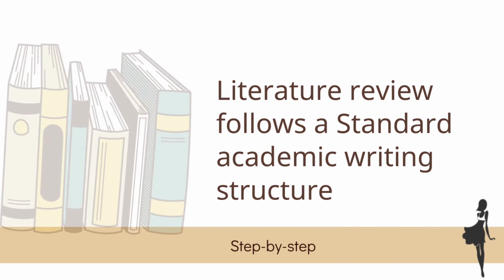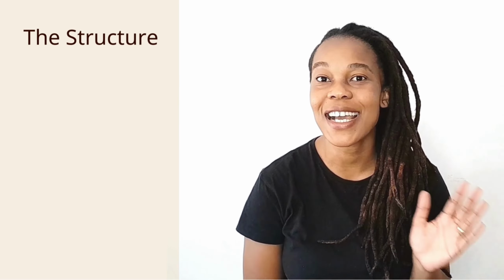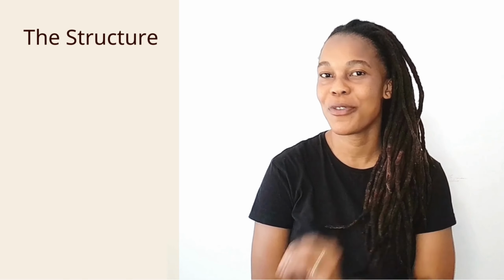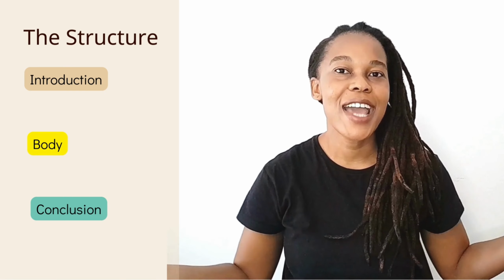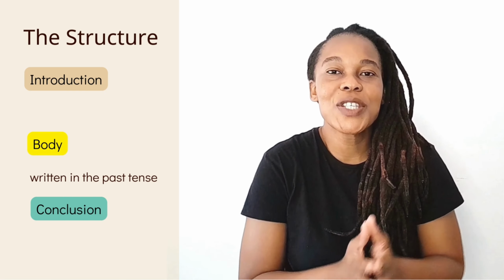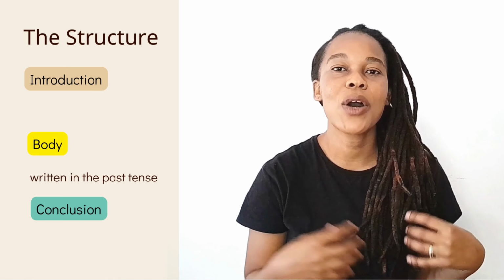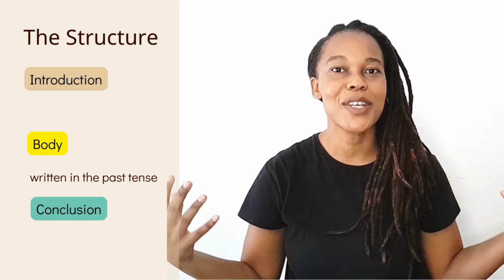Finally, let's talk about writing your literature review. A literature review is written in formal academic language. Standard academic writing structure should be followed. So, you must have an introduction, a body, and a conclusion. Your literature review is written in the past tense since you are reviewing research that has already been conducted.